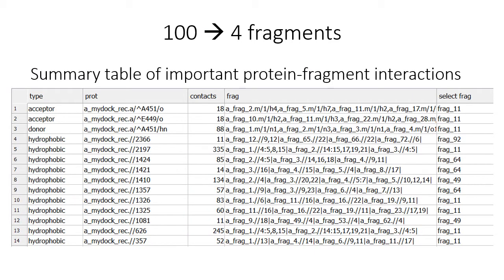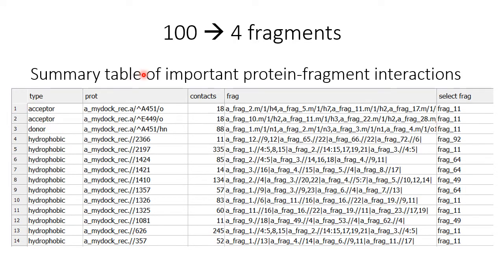Here's the summary table of the important protein fragment interactions used to narrow down the number of fragments from 100 to 4. The type of the interaction is specified in the very first column, so this can be a hydrogen bond acceptor, donor, or a hydrophobic interaction.